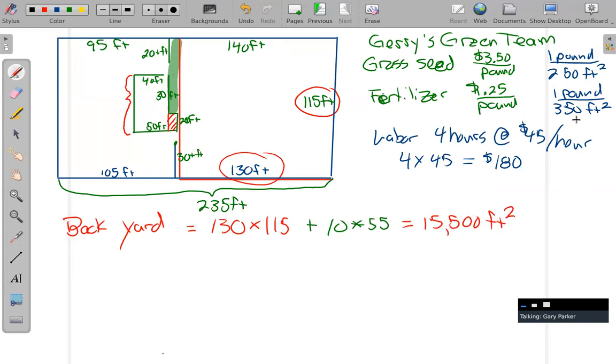And once I have that, then I can turn these into costs. So for the seed, for that whole 15,500 feet squared, we are going to multiply it. So we want to get rid of feet squared. And up here, we have a pounds per square foot.